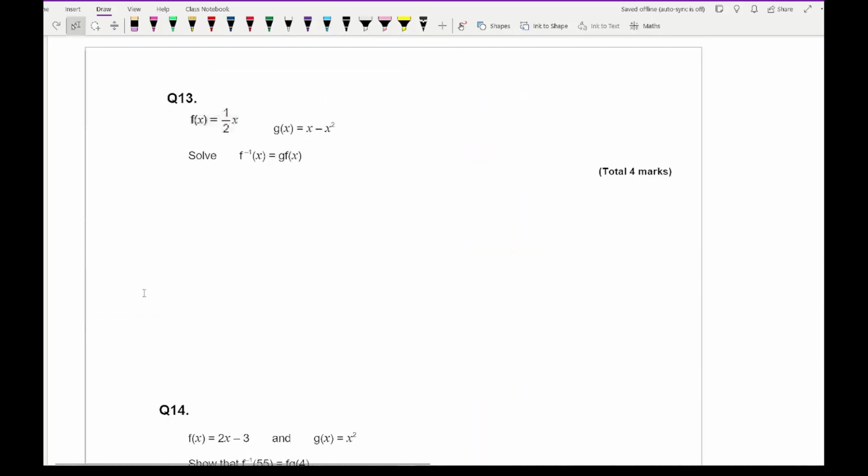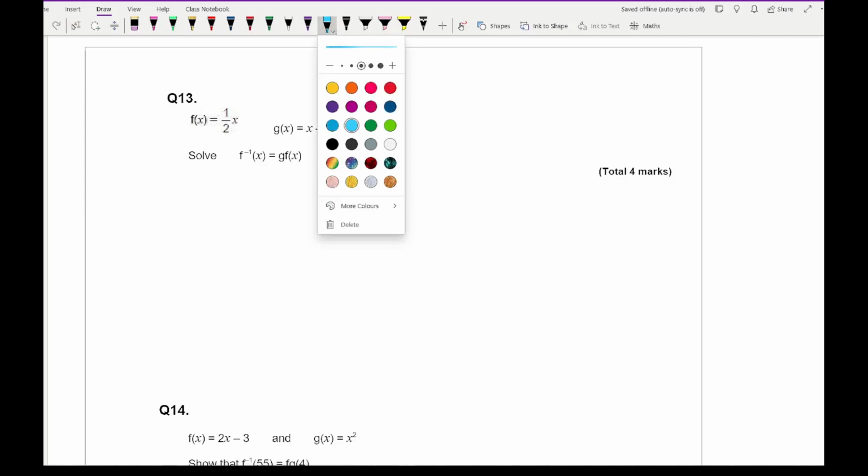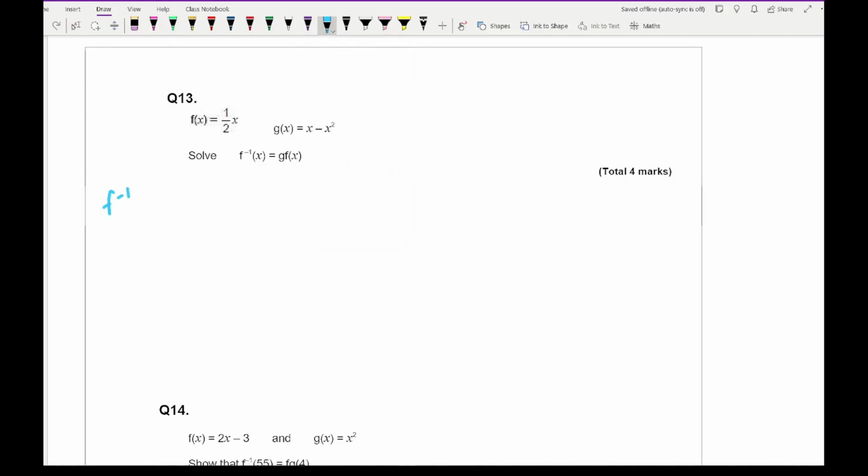Looking at question 13, it says f of x equals 2x and g of x equals x minus x squared. Solve the inverse function of x equals gf of x. Now this is involving inverse functions and composite functions. So first of all, let's work out the inverse of f. First thing we need to do is make f of x equal to y, and then I need to make x the subject. So here I've got 2y equals x. So if I then swap them around, the inverse function of x is going to be 2x.